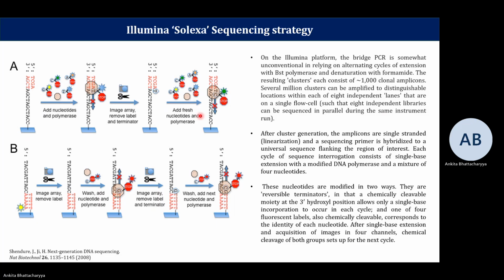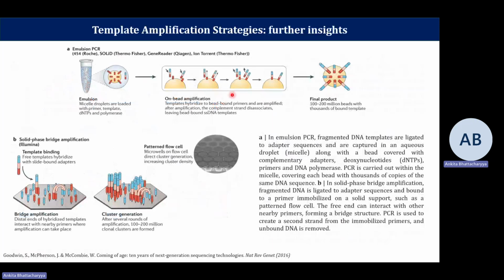After this extension has been completed, chemical cleavage of both of the groups is done so that now extension can proceed by another base and the whole cycle can be repeated again. That's how it is done. Now, this is being done so fast that it doesn't even feel like such an elaborate process. However, it is a bit elaborate, of course.